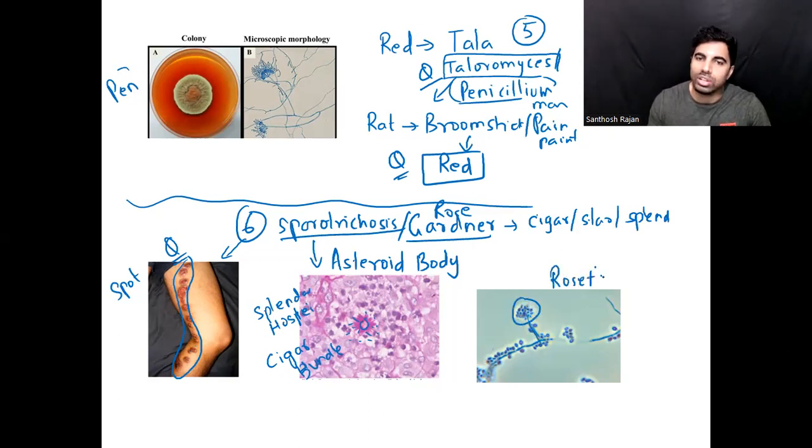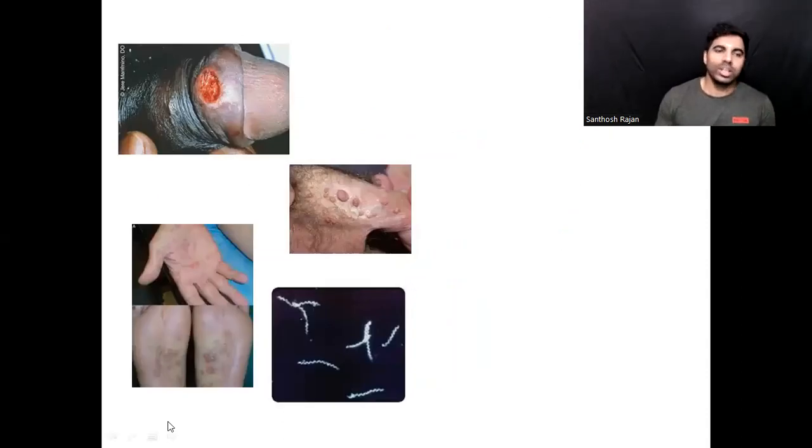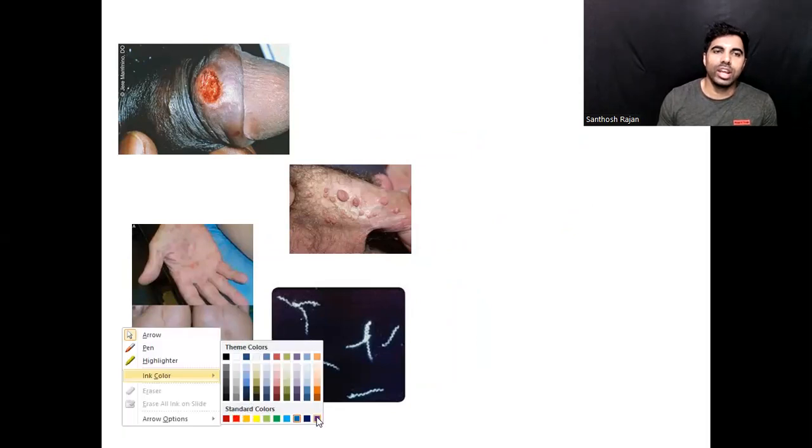Rosette. A word came, rosette appearance, and it also looked like a rosette, that is the rose gardener. So sporotrichosis, okay, our spotty rose gardener, these are the important things, questions you can get. Okay, very easy, so you will know it. Now next one, this disease you already know, I'm not going to discuss anything, this is very easy by seeing the picture only. I'm sure you already identified.